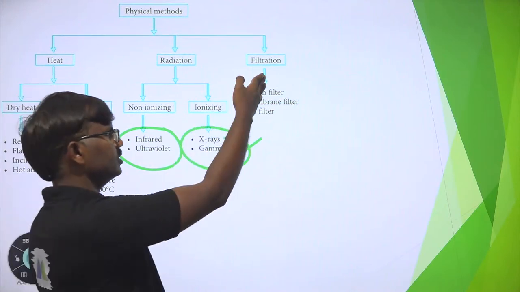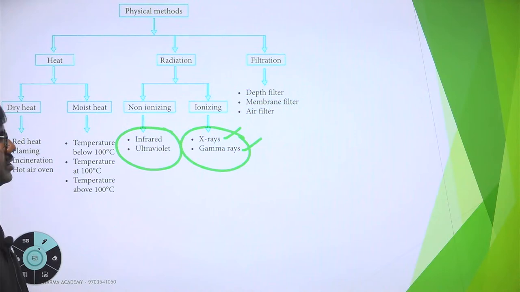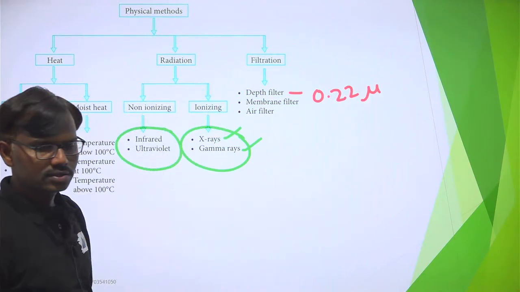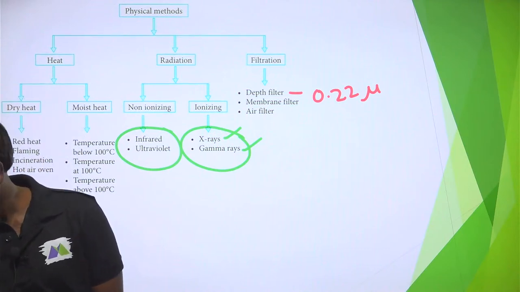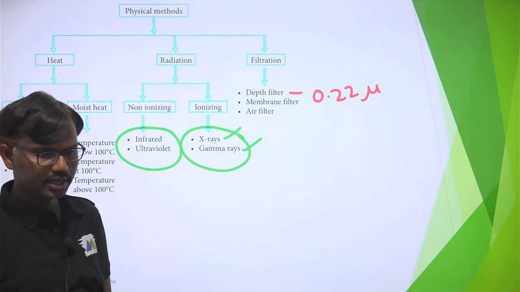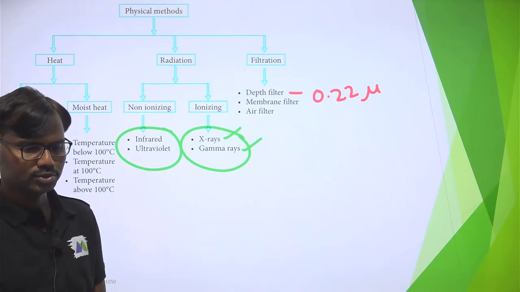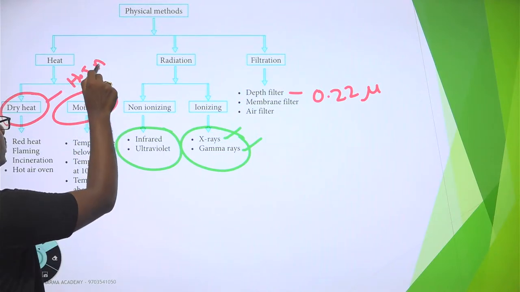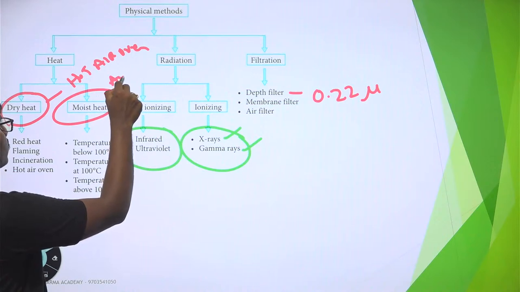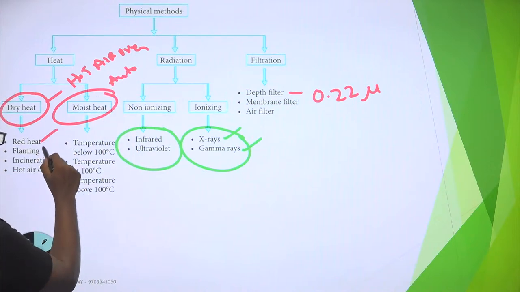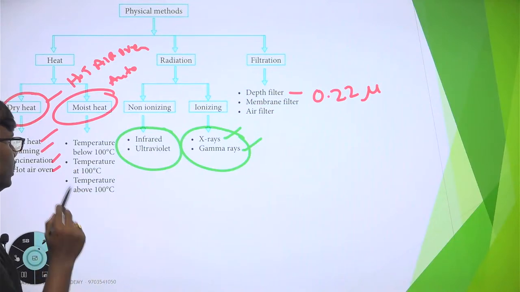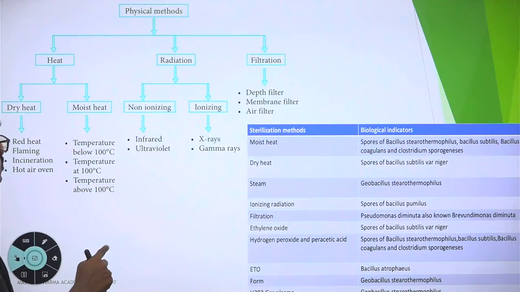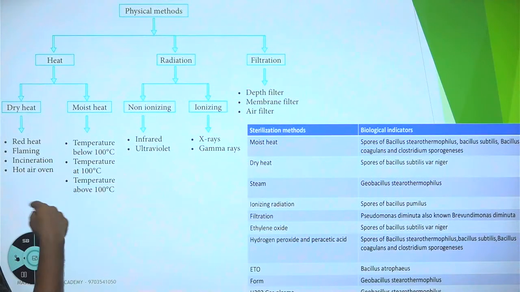Okay, again filtration also comes under physical sterilization. The pore size is 0.22 microns. You must remember this: membrane filter pore size 0.22 microns. And then here again, we discussed dry heat sterilization and moist heat: hot air oven, and moist heat autoclave. And other dry heat methods: red heat, flaming, incineration, hot air oven. Okay, in this way, we can use different physical methods for sterilization.